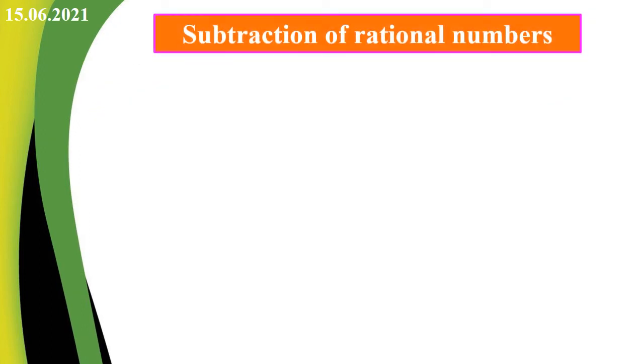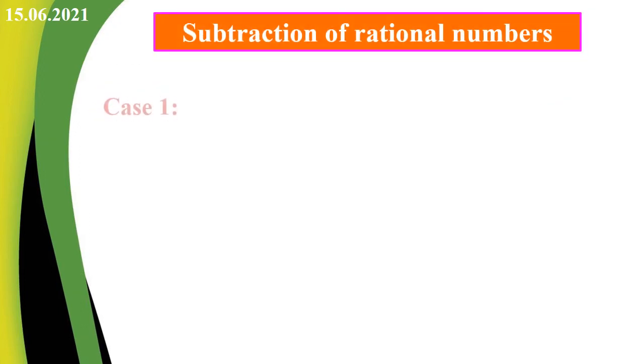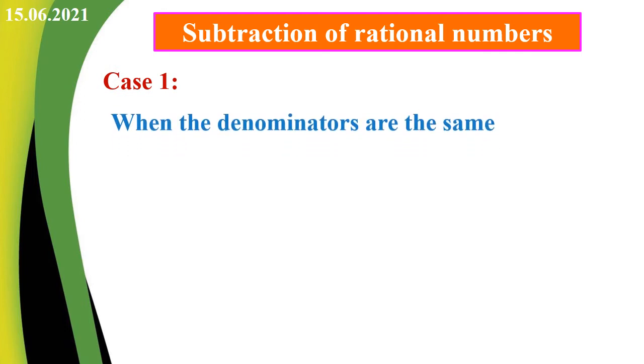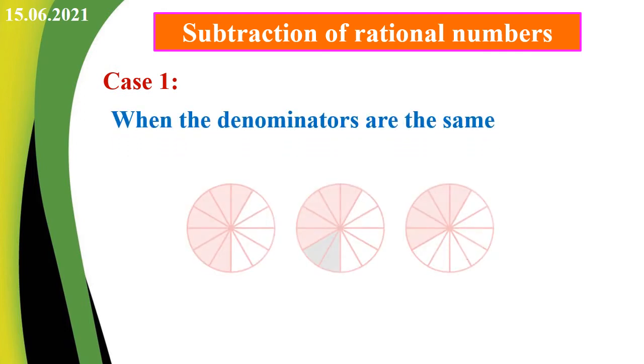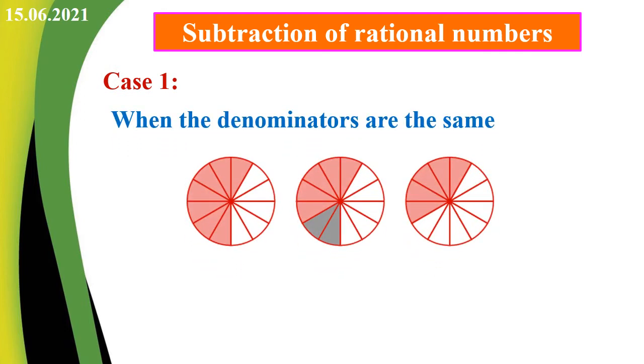Let's see subtraction of rational numbers. Case 1. When the denominators are the same. Look at the picture. Here consider a circle. The circle is divided into 12 equal parts. First we colored only 7 parts in the circle and then erased 2 parts from the colored parts. Now how many parts remain colored?